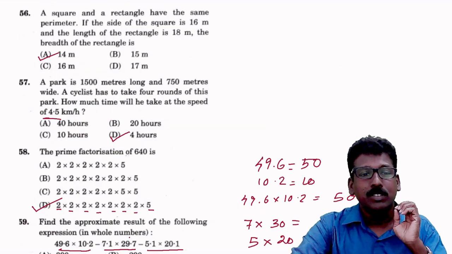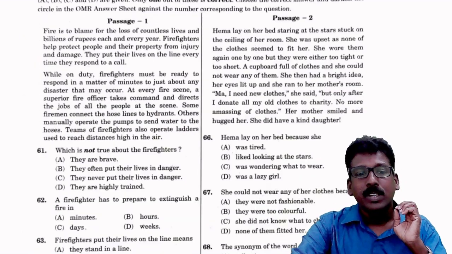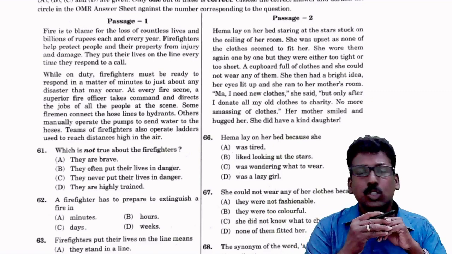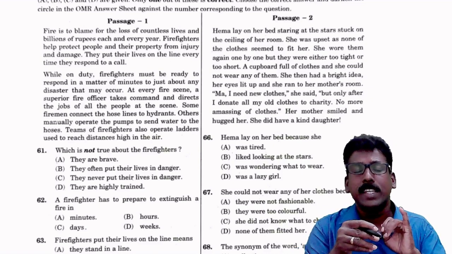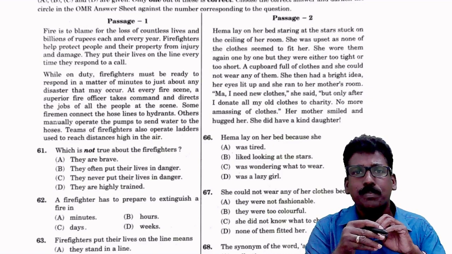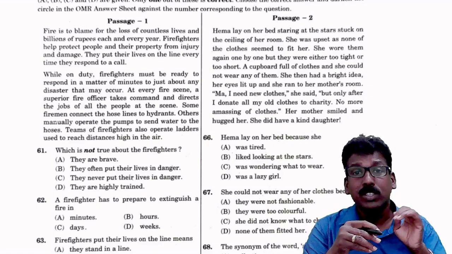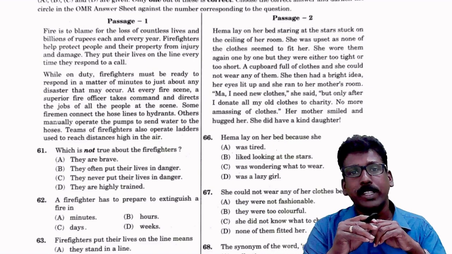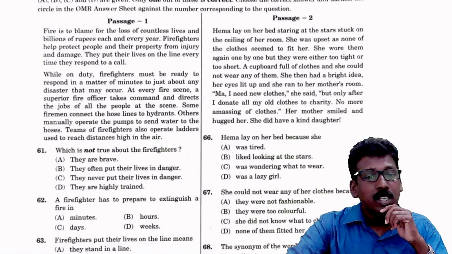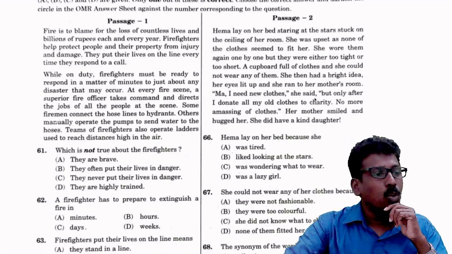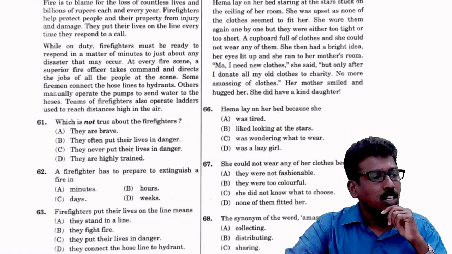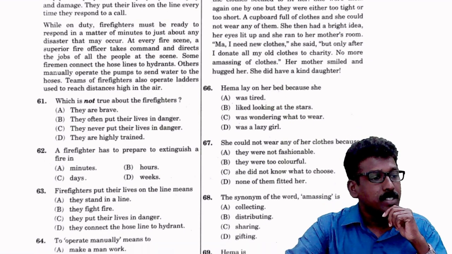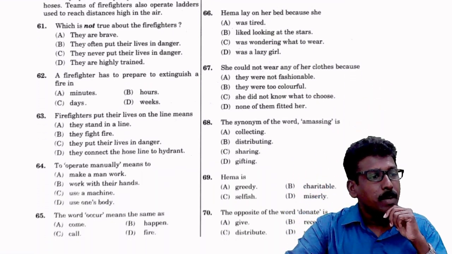The last part is language. In the language part, you will be given 4 passages. Each passage has 5 questions, that is 5 into 4. 20 questions will be there for 25 marks. And it is very simple. You read the passage and answer the questions based on that passage. The answer is there in the passage.